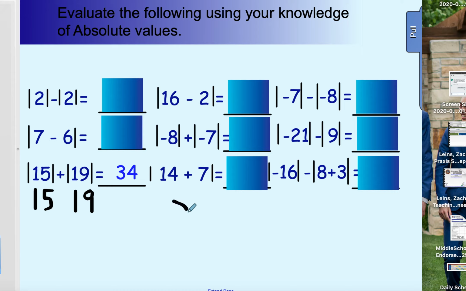All right, let's go here. 14 plus 7 is 21. That's already positive. Absolute value makes it positive. So it should just be the same thing. 21 it is. All right, this last one is unique.